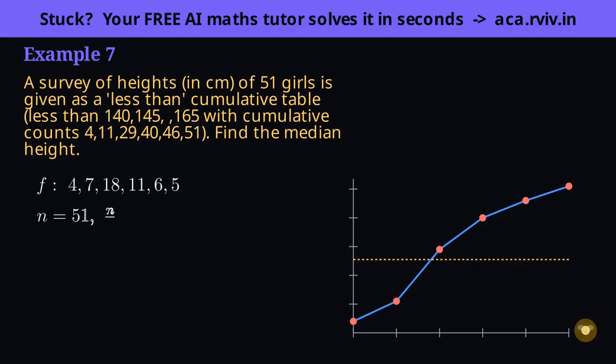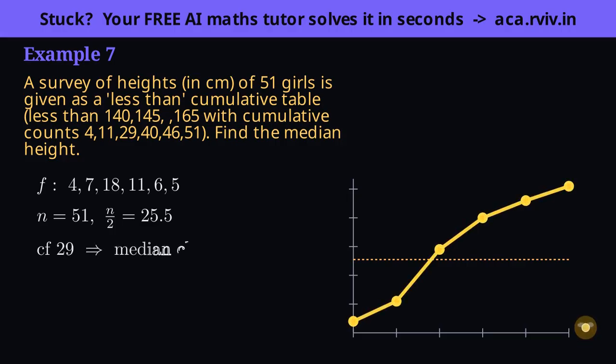The median is the value with half the girls below it, so we want position n over 2, 25.5 up the cumulative axis. Now walk up the cumulative frequencies until we first pass 25.5, that's where, on the ogive, the curve crosses the halfway line. It happens at cumulative 29, so the median class is 145 to 150.